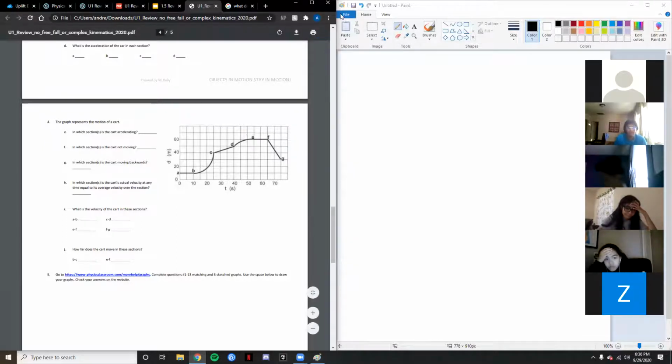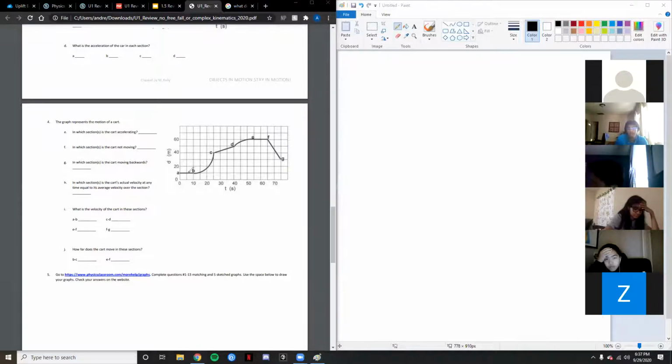So let me annotate. We see it's at 10, and it ends at 40 meters. It starts at 10 meters and goes up to 40 meters, so it's safe to say it went up a total of 30 meters, and that's how far it moved. Same thing with E to F. It starts at 60 meters and it ends at 60 meters. So it's safe to say it moves 0 meters. That's how you do those questions.